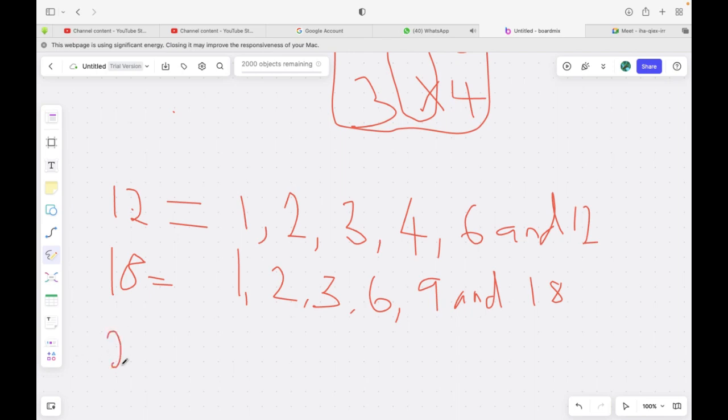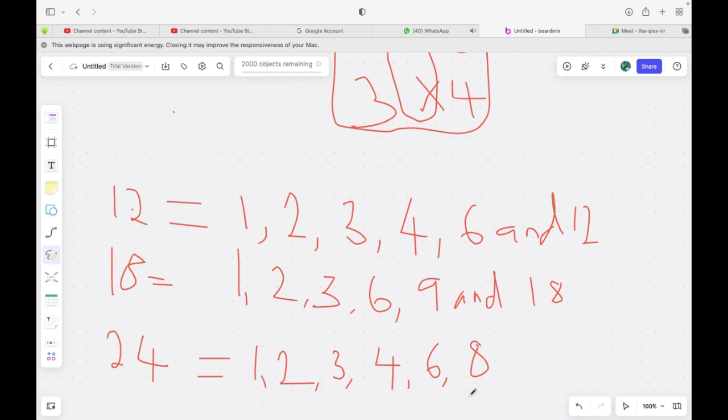Now let's do factors of 24. The first one is 1. 1 is a factor. 2 can divide 24, so 2 is a factor. 3 can divide 24, so 3 is a factor. 4 can divide 24, so 4 is a factor. 5 cannot. 6 can divide 24, so 6 is a factor. 7 cannot. 8 can divide 24, so 8 is a factor.